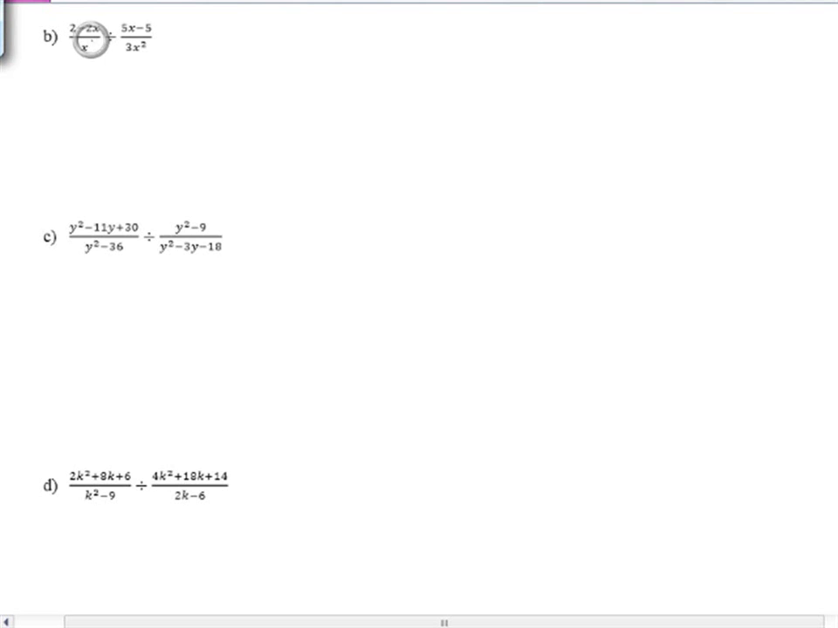Example B, we have 2 minus 2x over x divided by 5x minus 5 over 3x squared. We need to factor everything, and notice we have a number minus a variable part here, and here we have a variable part minus a number. So here I'm going to factor out a negative 2 instead of just a positive 2, because I really want this x to be positive. Remember, when we factor a negative 1 out of something, it switches the subtraction. And so we would have negative 2 plus 2x.